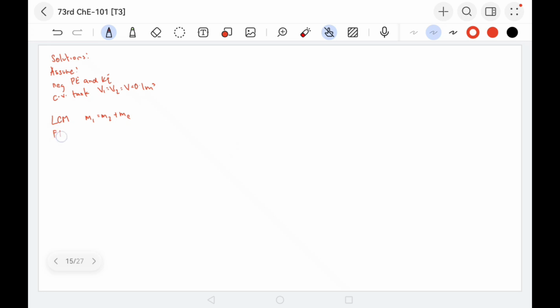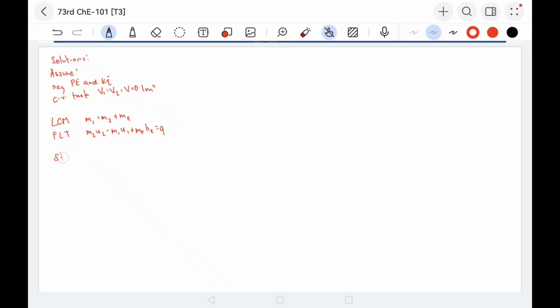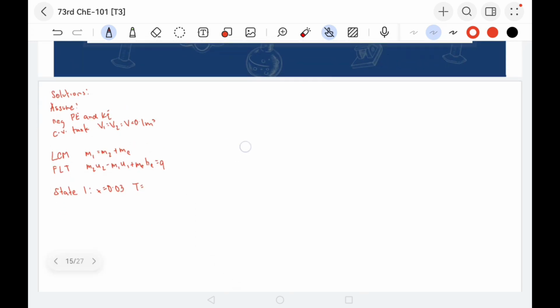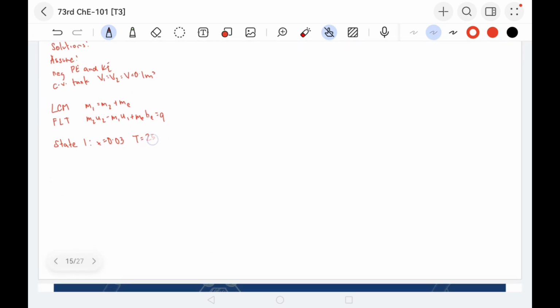And for our first law of thermodynamics, or energy balance, it will be M2U2 minus M1U1, which is due to the internal conditions, plus MEHE, which is due to the flow streams, which is equal to Q. We don't have a W since the tank is constant volume. Let us first analyze state 1. We know that it has a quality of 0.03 and a temperature of 25 degrees Celsius.